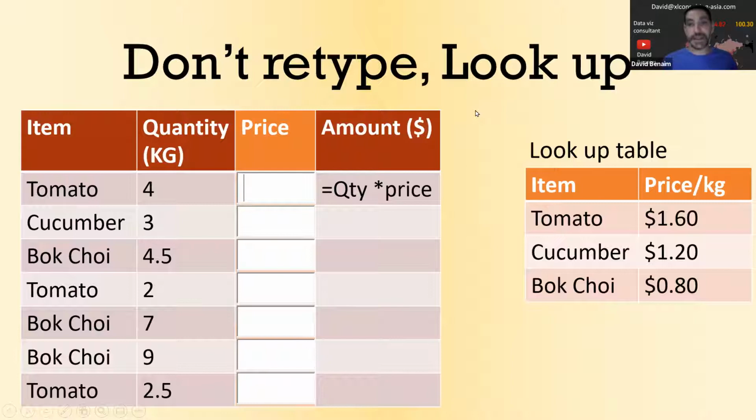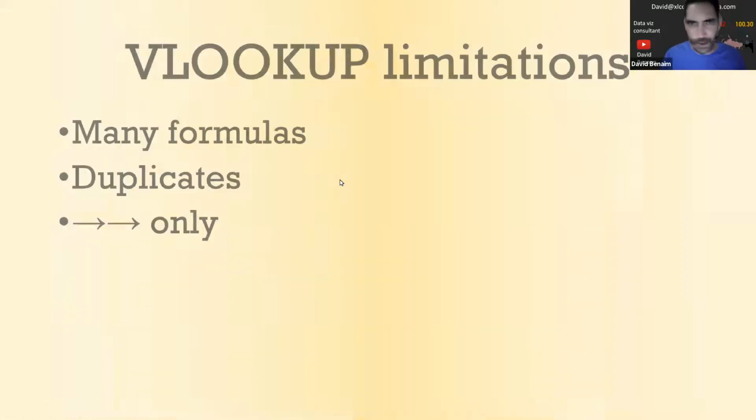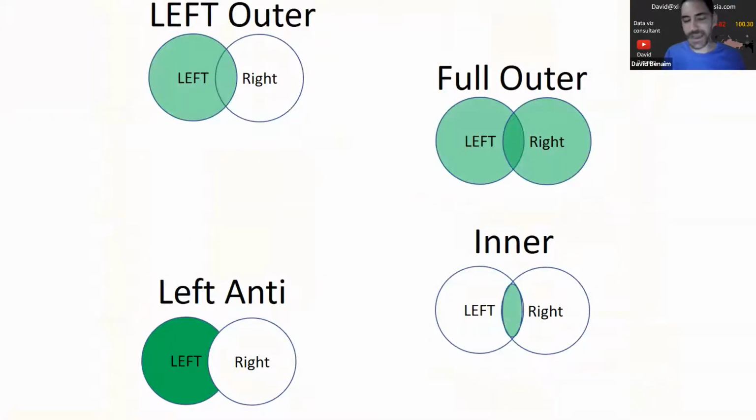And VLOOKUP has been indispensable. In fact, it's the third most used function in all of Excel. However, it has its limitations. It often needs many formulas to work. As you drag it down, there's always one formula for every row of data, which can be very messy. It doesn't deal with duplicates, and it only looks from left to right. There was a new thing released last year called XLOOKUP, which fixes the last one, but it doesn't fix the others. Nowhere near as good as Power Query.